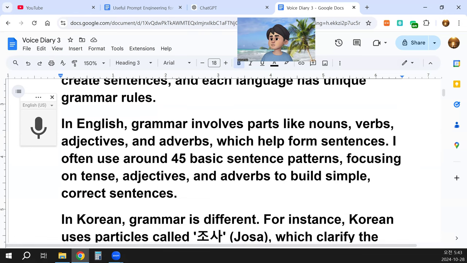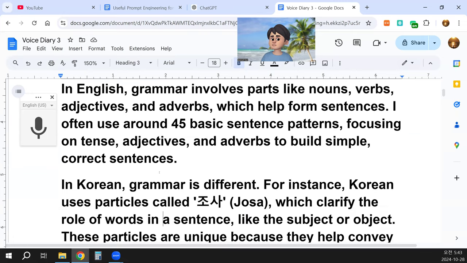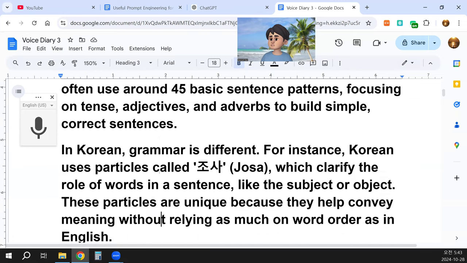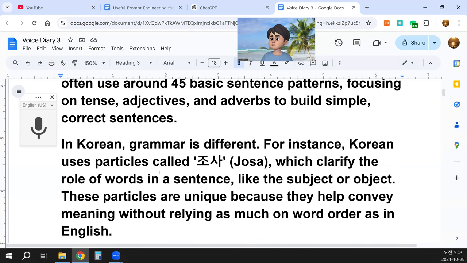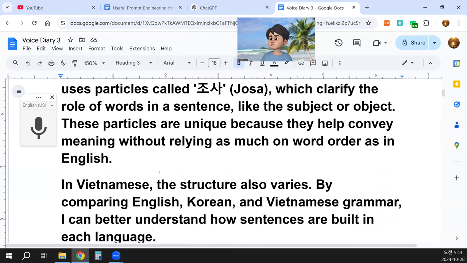In Korean, grammar is different. For instance, Korean uses particles, which clarify the role of words in a sentence, like the subject or the object. These particles are unique because they convey the meaning without relying as much on word order as in English. In Vietnamese, the structure also varies. By comparing English, Korean and Vietnamese grammars, I can better understand how sentences are built in language.